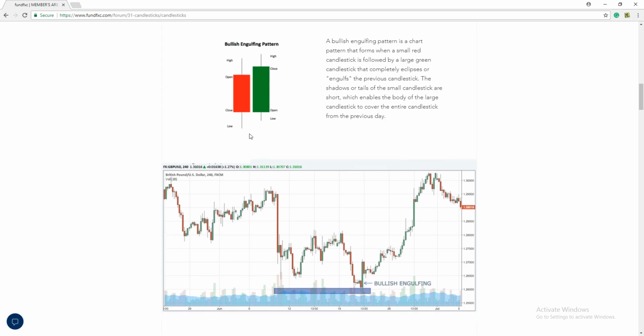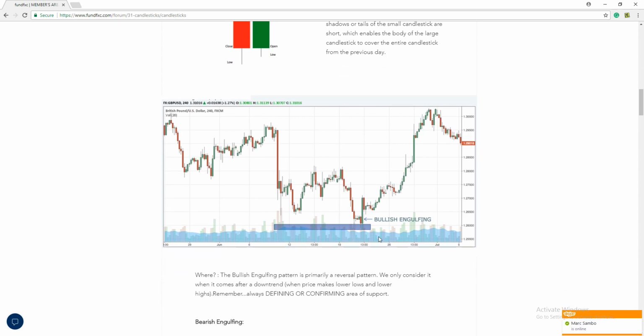But how do we use this on a chart? We got to use it in a defined area of support and resistance. So we found our support, and then we found our bullish engulfing pattern. That bullish engulfing pattern is eating 1, 2, 3, 4, 5, 6, 7 candles of bears. So when the bullish engulfing pattern can devour more bear candles, that's a good sign of strength.